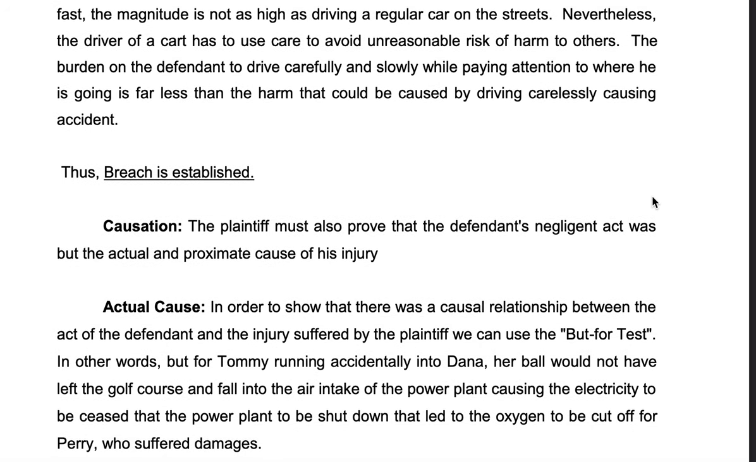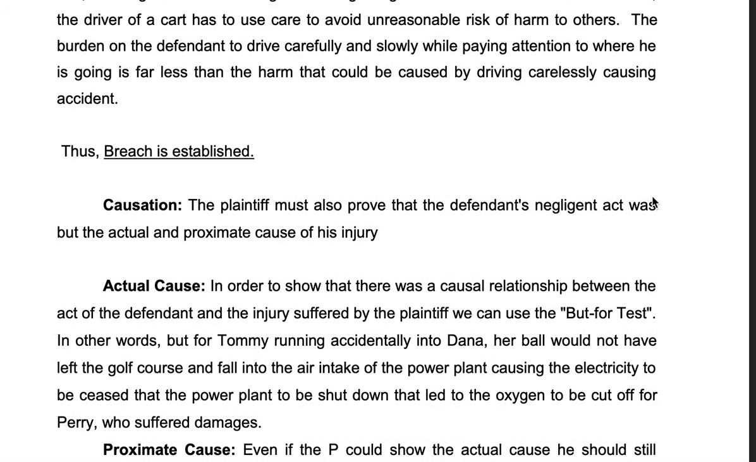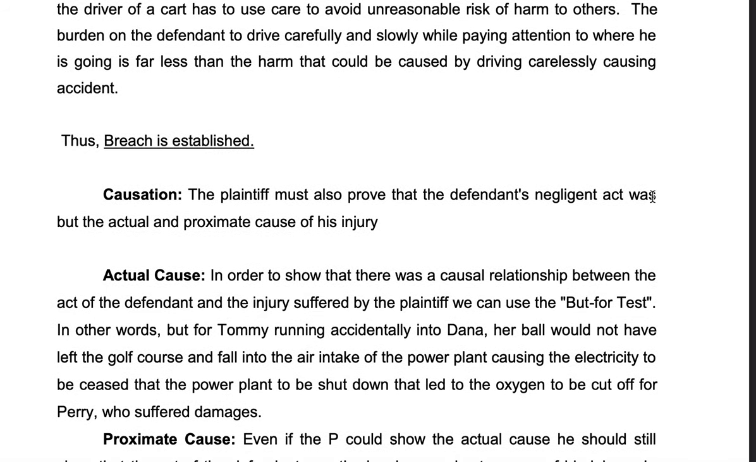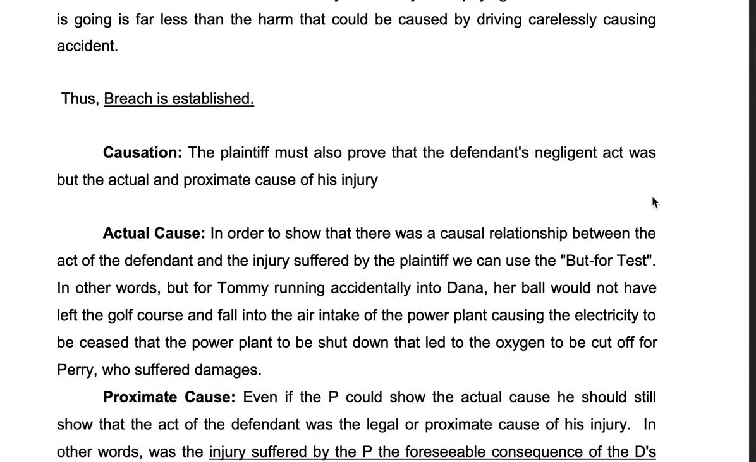Nevertheless, the driver of a car has to use care to avoid unreasonable risk of harm to others. The burden on the defendant to drive carefully and slowly while paying attention to where he is going is far less than the harm that could be caused by driving carelessly, causing an accident. By the way, this doesn't have to be perfect English. And then it says, thus breach is established.